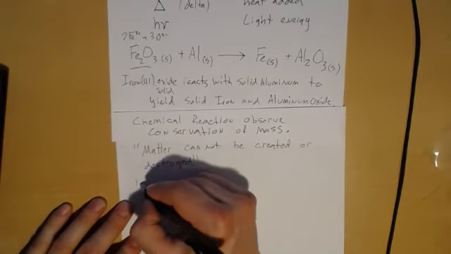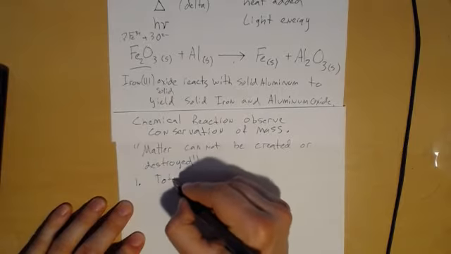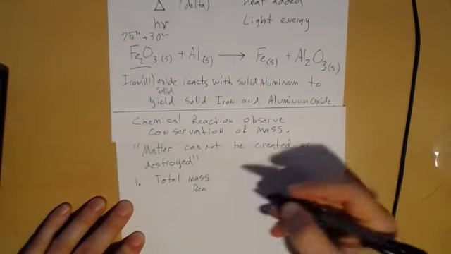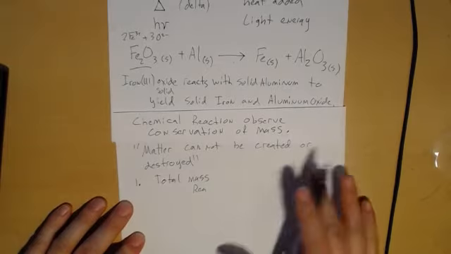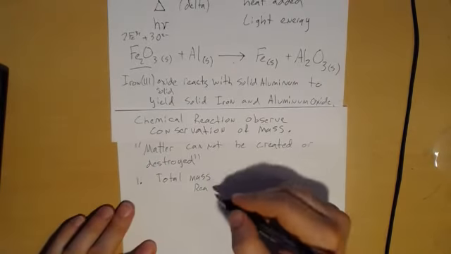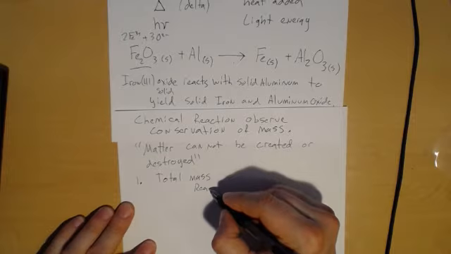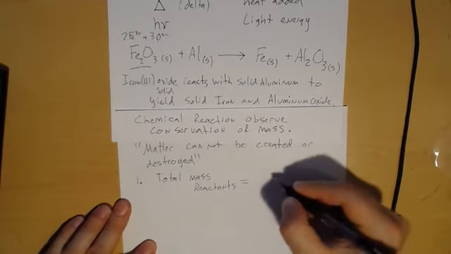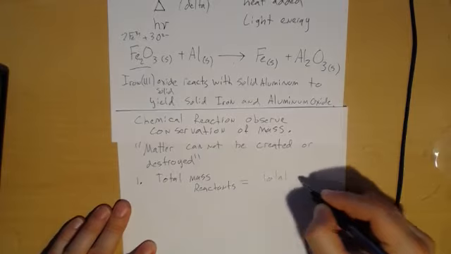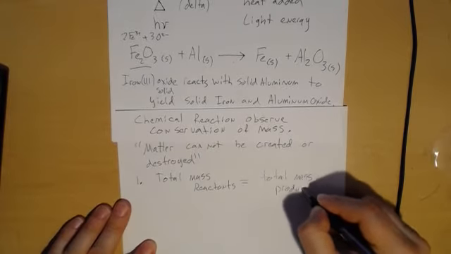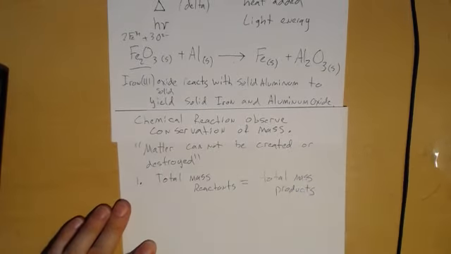The first statement is the total mass of the reactants. If matter can't be created and it can't be destroyed, then the matter that we start with has to equal the matter that we end with. The total mass of reactants equals the total mass of the products, right?